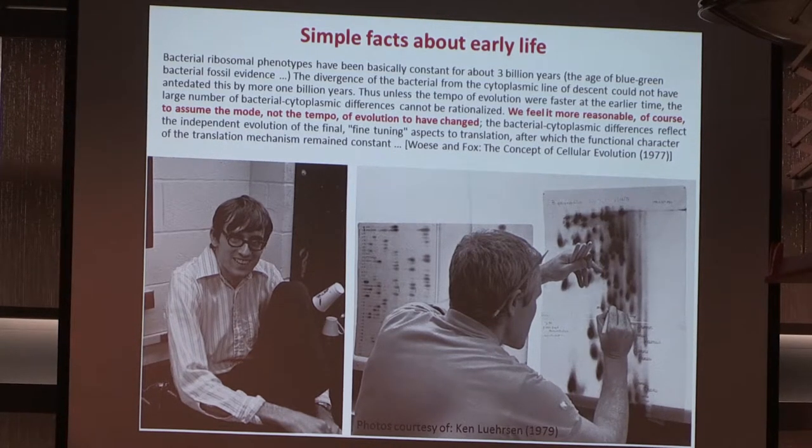It was published in the Journal of Molecular Evolution, and in this paper, they really tried to imagine what life would have been like and how life could have evolved. In particular, Carl was very interested in this idea of the tempo and mode of evolution. This was something that G.G. Simpson had written about, and they wrote that in order to understand the speed of evolution, it's important to assume that the mode and not the tempo of evolution changed.